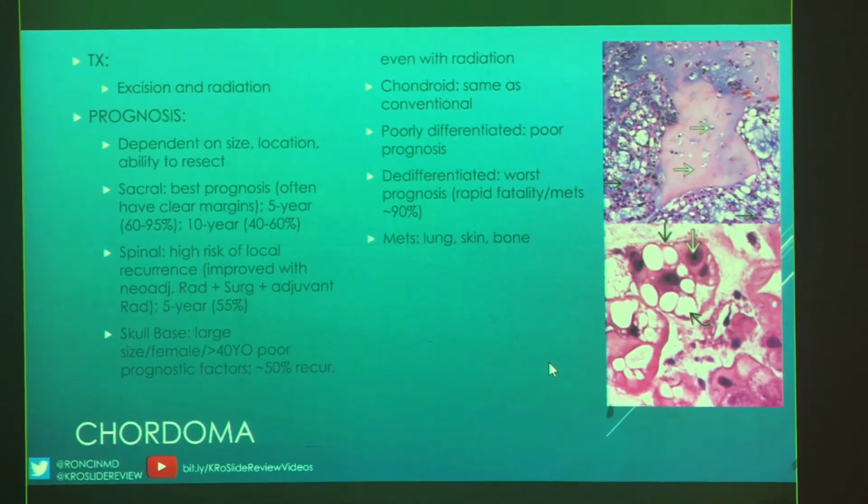I have a little bit about the chondroid, poorly differentiated, and dedifferentiated types in there, but since we didn't go over the histology, that's more just for your reference. And metastasis with these lesions tends to occur in the lungs, skin, and bone. So again, we have those physaliferous cells. Here you can see that very prominent nucleoli in this relatively bland looking cell. Okay, and we have just more of the very frothy basophilic stroma.